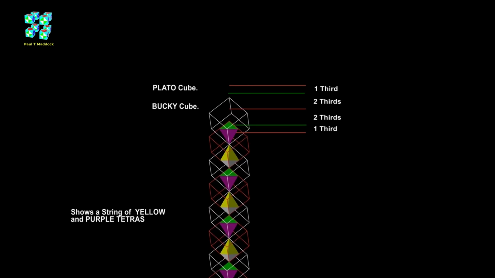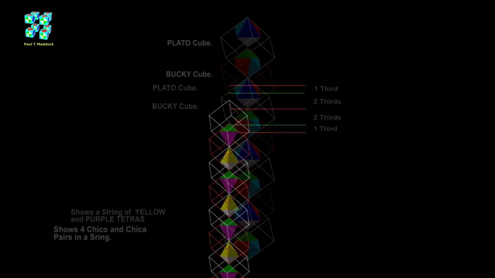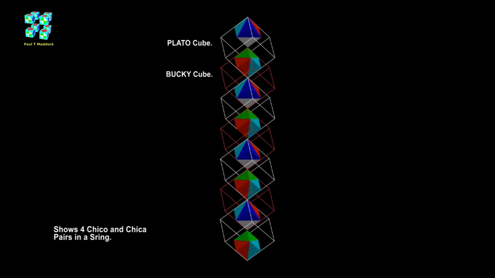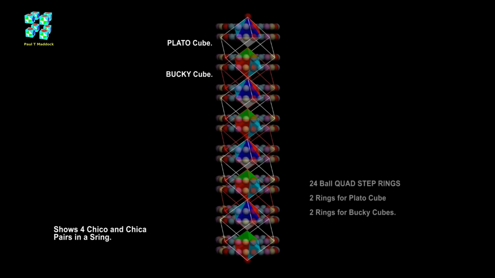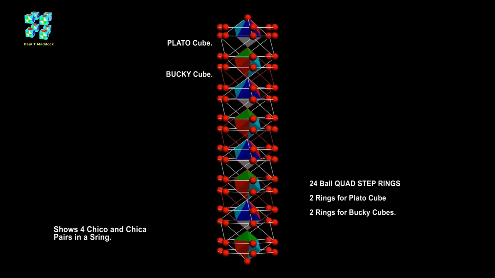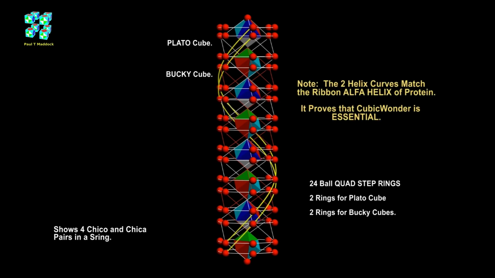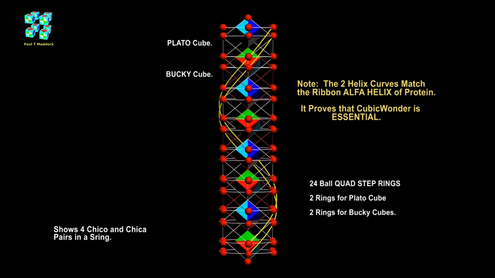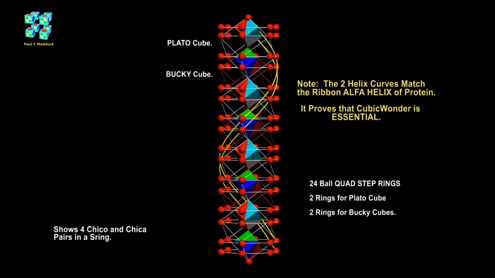Okay, let's move on. Now I'm going to show you how to make a helix. Okay, we'll start with a string of 4 Bucky cubes and 4 Plato cubes. Okay, the next step is to put rings of 24 ball quad step rings around the vertices of the cubes. Okay, I'm going to take away all the colored balls except the red balls on the 24 ball rings. Okay, now I can put 2 helixes around the balls to show an alpha helix as they show on YouTube. They show the helix as a ribbon. This could be converted to a ribbon, but I'm not sure how to do that.